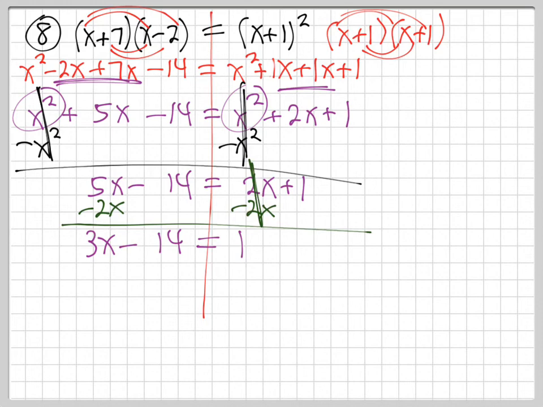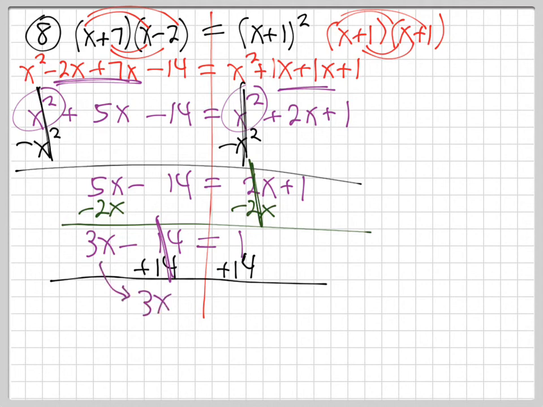And x is saying, I want to be alone. So get rid of the 14. Add 14 to both sides. These cancel. 3x is 15. Last step is usually divide. Divide by 3. So x is 5. 15 divided by 3 is 5. Questions there? Is that good?